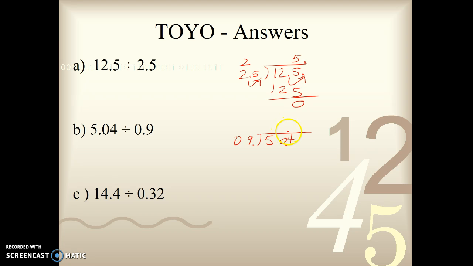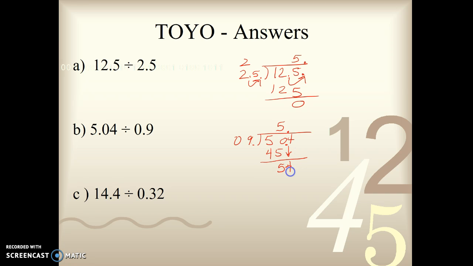So let's go ahead and do our third step, which is to put the decimal up there in the quotient. Okay, and then we're going to divide. 9 doesn't go into 5, so let's go over here to the tens place. 50 divided by 9 is going to be a little bit more than 5, right? Because 45 divided by 9 is 5. Okay, so let's multiply: 5 times 9 is 45. And 50 minus 45 is 5.